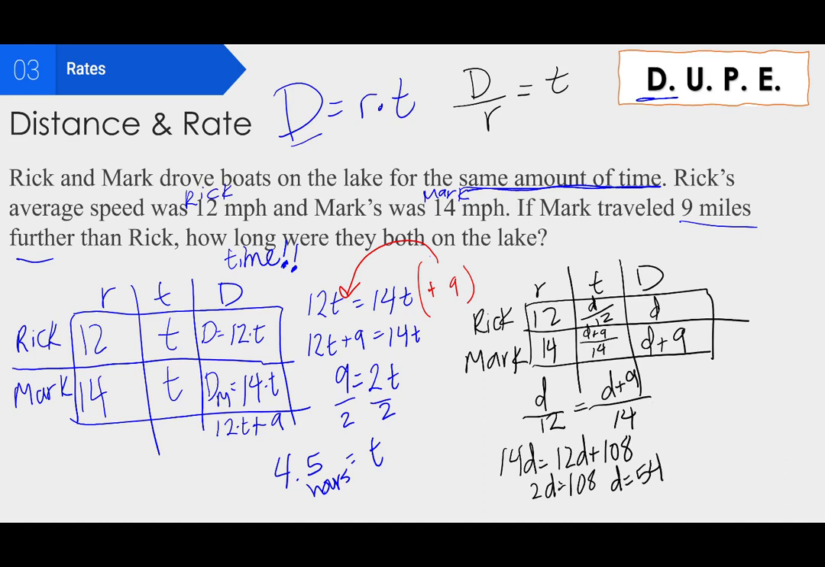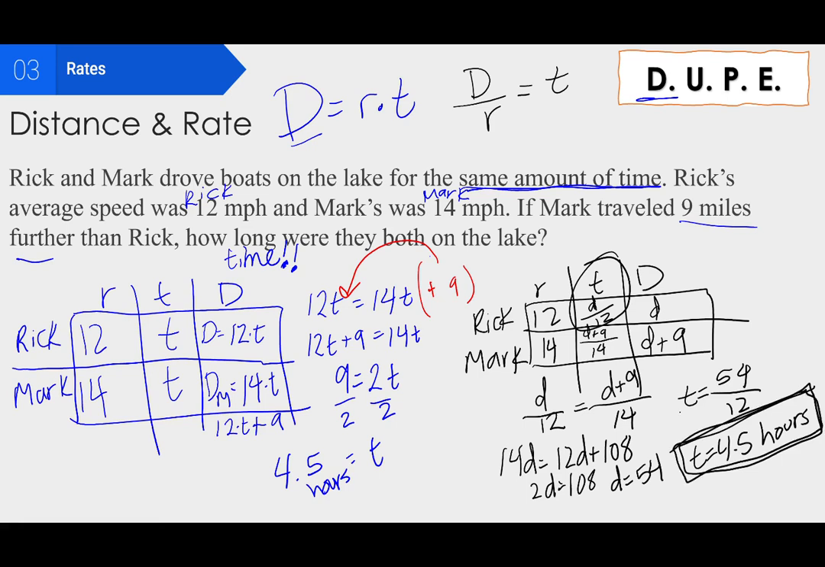So we can use the time in our table, right? We don't know time, but we know the distance is 54. We're going to divide that by 12. Now if we did 54 plus 9 divided by 14, we get the same thing. And we still get 4.5 hours. So it's a different process, a little bit more roundabout way to get there, but it works. So whichever one makes more sense to the student, you go with that and you help them where they're at.